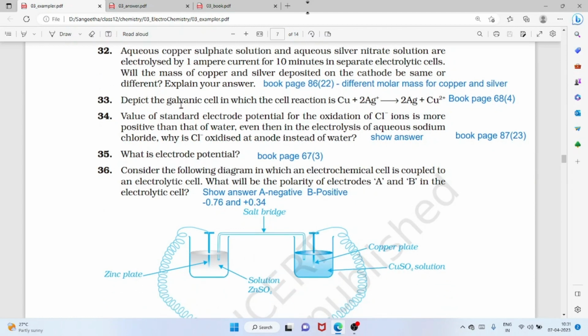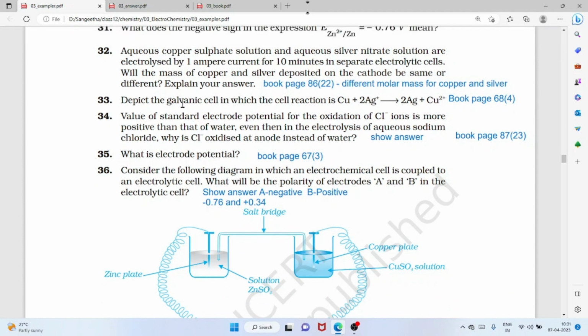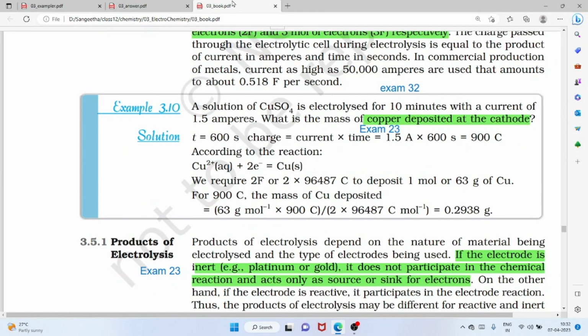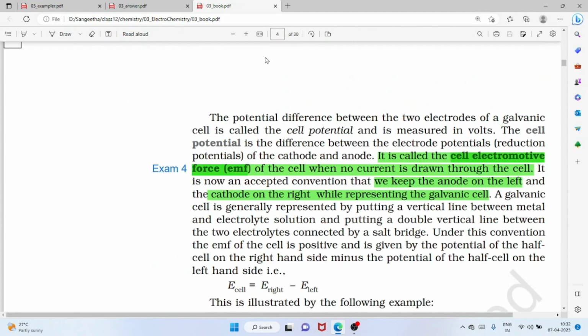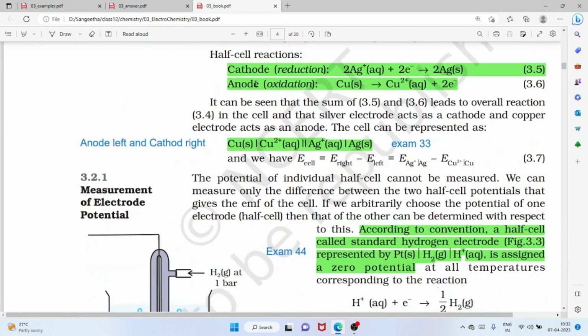Depict the galvanic cell in which this cell reaction takes place. And this is that reaction. Copper and silver: anode on the left, cathode on the right.